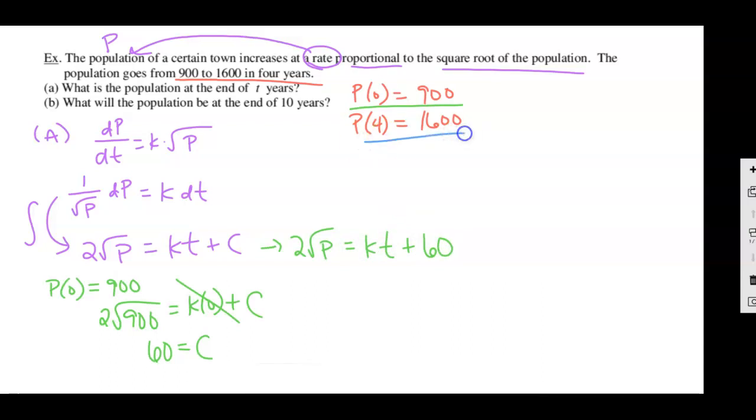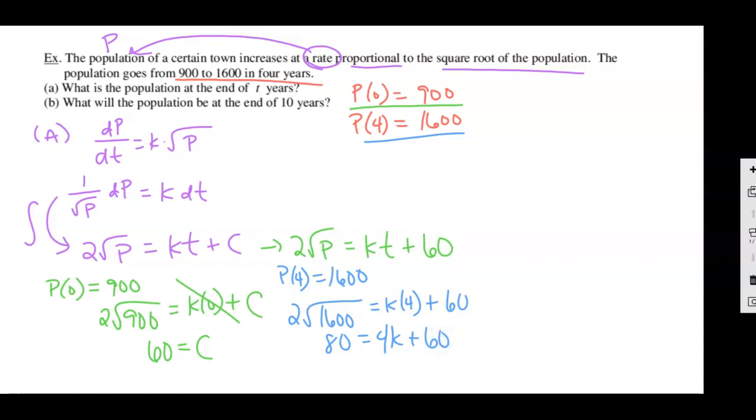And then let's use the second one. So I know P of 4 was 1600. So I've got 2 square root of 1600 is equal to K times 4 plus 60. Then we can solve this for K. The square root of 1600 is 40. So 2 times 40, that's 80. 80 minus 60 would be 20. 20 divided by 4 would be 5. So the K value there is 5. So now we can go back and get this answer, right? Well, I guess we'll need to come back and finish some of the algebra.